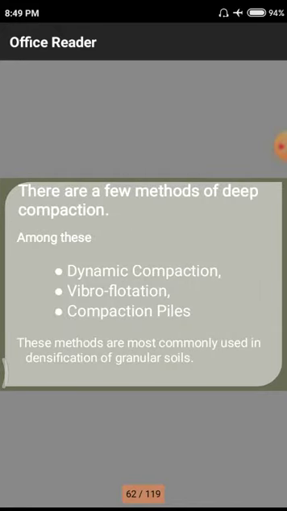Next, there are a few methods for deep compaction. Deep compaction means we need to go for compaction to a large depth. In deep compaction we have dynamic compaction, vibroflotation and compaction piles. These are the three methods which are useful for the deep compaction of the soil. The first one is dynamic compaction. Dynamic means a moving load with a huge amount of dynamic force applied at a particular point. These methods are most commonly used in the densification of granular soils.